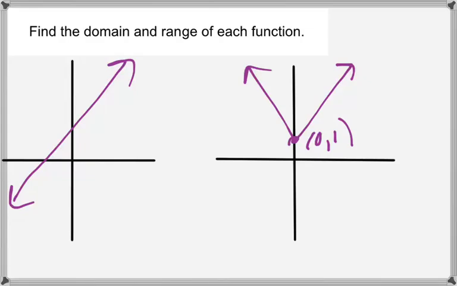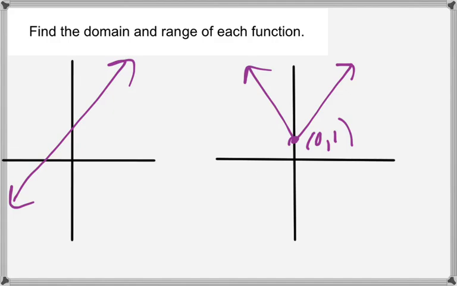In this video, we're going to discuss how to find the domain and range of a function from its graph. So we discussed in 2.1 what the domain and range of relations are. And again, a function is just a special type of relation. So the same definitions would apply. The domain is the set of inputs and the range is the set of outputs.